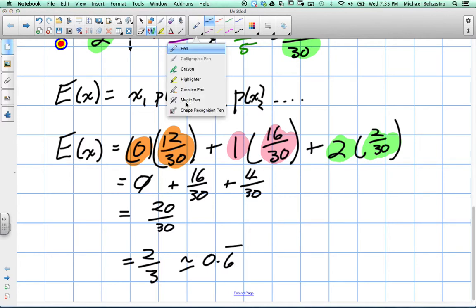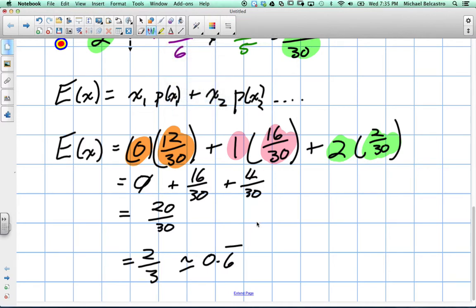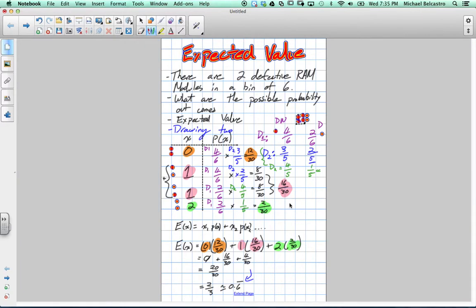So your expected number of defective products is 0.6 repeated. So that is your expected value. The hardest part about this question was building the probabilities because we had 2 different draws every single time. It made it much more difficult to work with.